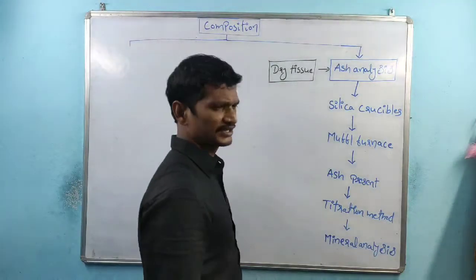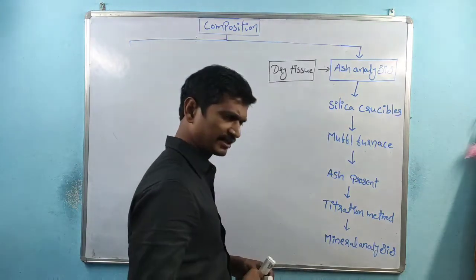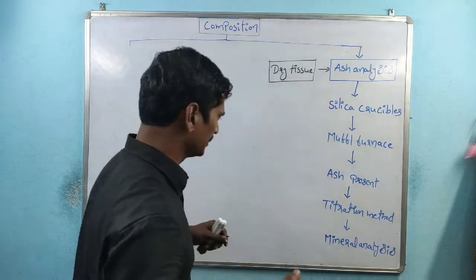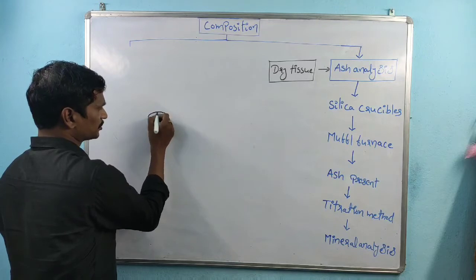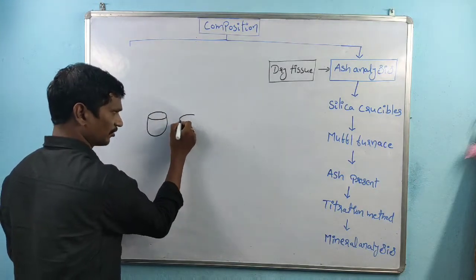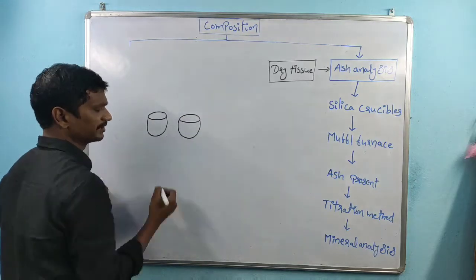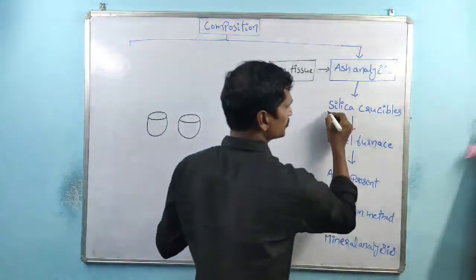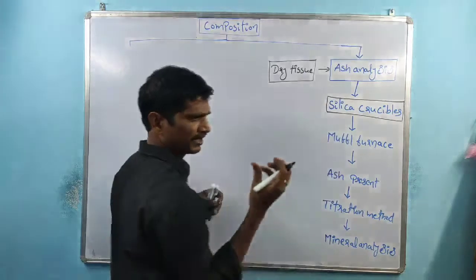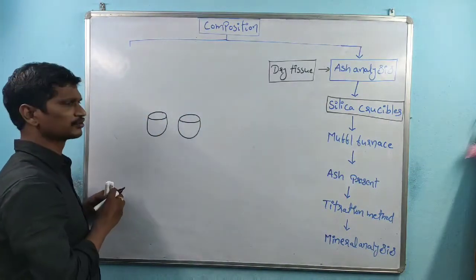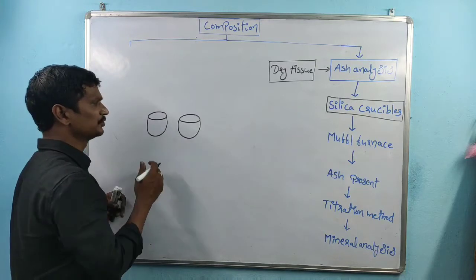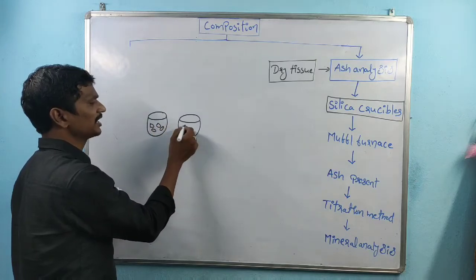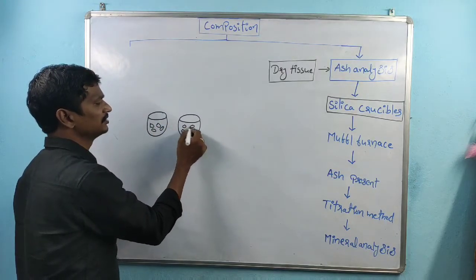Coming to the next one, the ash analysis method. Here we have already collected the dry tissue, and the dry tissue is subjected to ash analysis. We use very special small bowl-like structures made of silica, which are called silica crucibles. Whatever dry tissue we collected, we chop it and add it inside the silica crucibles.